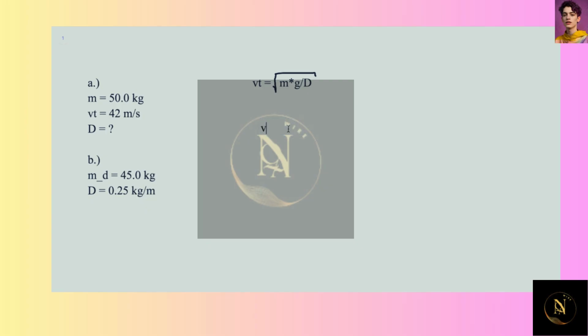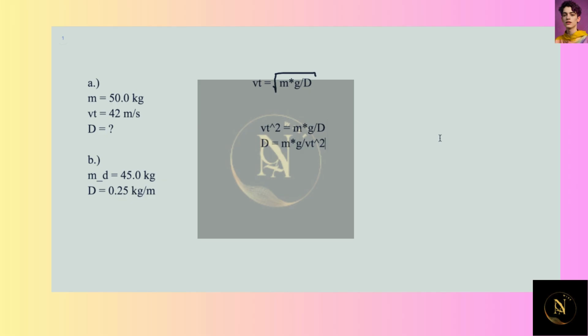So let's first square both sides, which will give us vt squared equals mg over d. Then if we multiply both sides by d and then divide by vt squared, we're going to end up with d is equal to mg over vt squared. And now we have all this information.